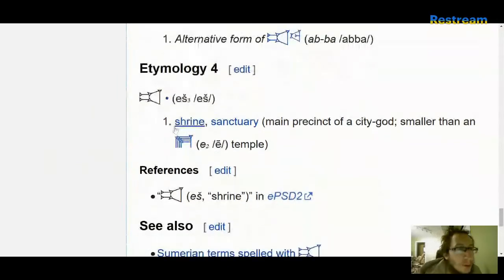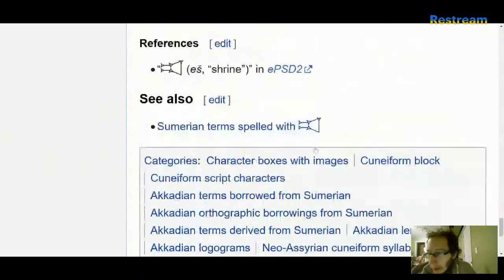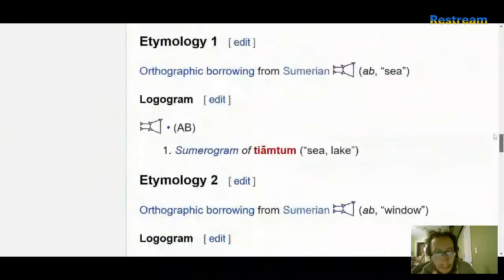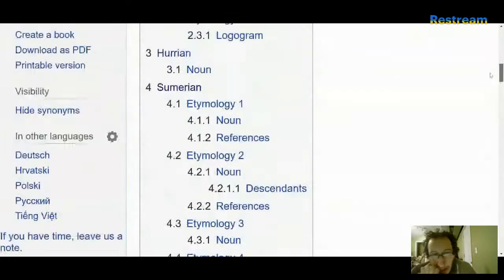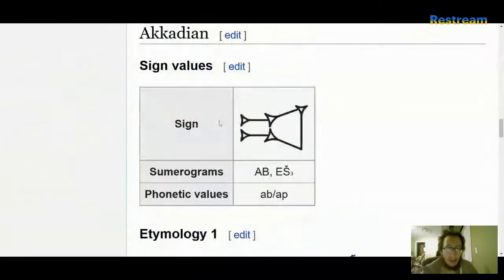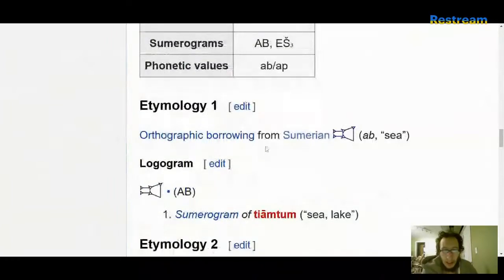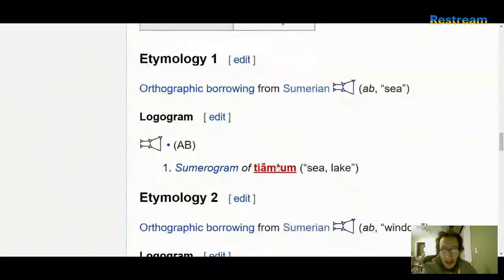The same word can also be esh, meaning a shrine or sanctuary. Then we see in Akkadian, what can it mean in Akkadian? It can have the sound of ab, but it can also mean the Akkadian word tiamat. Tiamat means like the abyss or sea or lake.